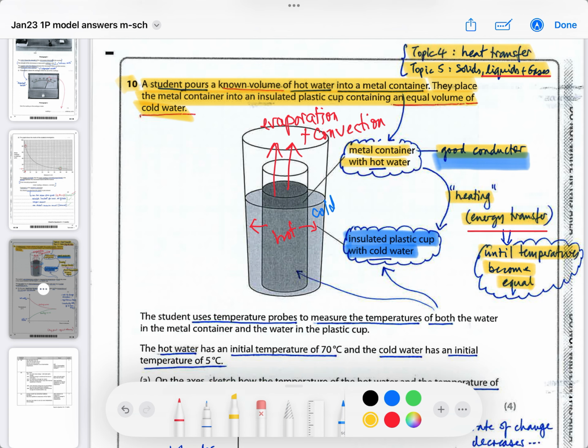Okay, so back to the question. The student uses temperature probes, so electronic thermometers if you like, to measure the temperatures of both the water, which is hot in the metal container, and the water in the plastic cup, which is the colder water. Okay? So you need to measure both thermometers. And then it says the hot water has an initial temperature of 70 degrees centigrade, and the cold water has an initial temperature of 5 degrees centigrade. Okay? So maybe it's taken out of the fridge.